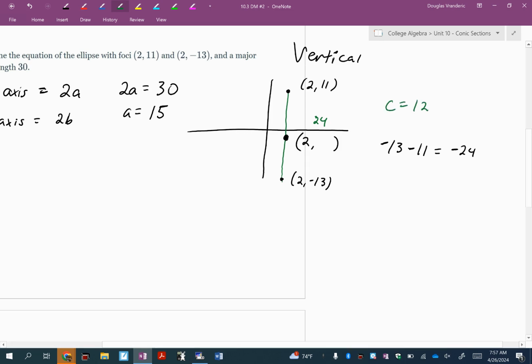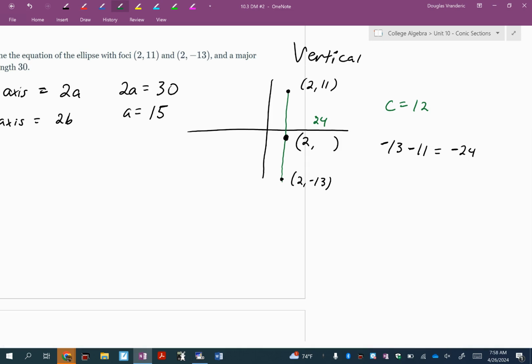All right, and you can count from this one or from this one to get to this point. That'll give you the y value that's the center. So which one do you want to count from? The one on top or the one on bottom? Top? Okay, so if I count from here, if I count down 12 units, notice what happens when I count down 11 units.